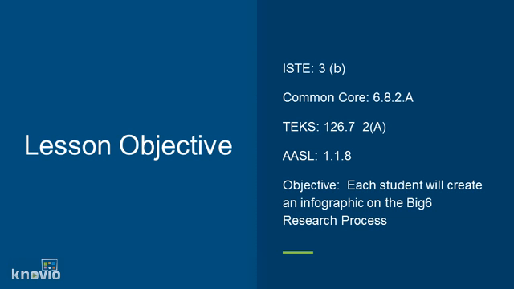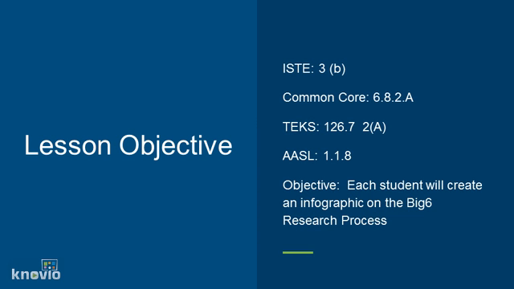Our first one is the ISTE, where you're going to learn to locate, organize, analyze, evaluate, synthesize, and ethically use information from a variety of sources and media. Our Common Core standard is to introduce a topic clearly, previewing what is to follow, organize ideas, concepts, and information into broader categories as appropriate to achieve purpose, including formatting, graphics, tables, charts, and multimedia when useful to aiding in comprehension. Our TEKS standard is draft, edit, and publish products in different media individually and collaboratively.